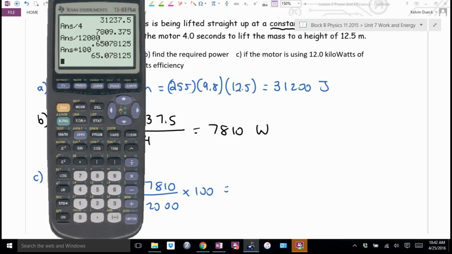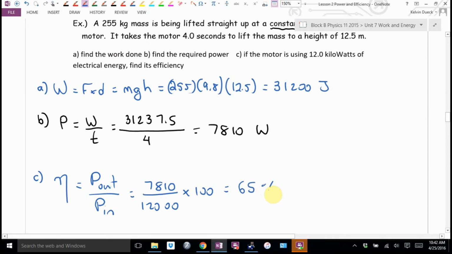Most of you can probably go from a decimal to a percent in your head without actually timesing by 100, and if you can, great. 65% efficient. Where did the other 35% of the energy go? Heat, sound, really mostly heat. Heat's the big one. Is that all right? Okay.